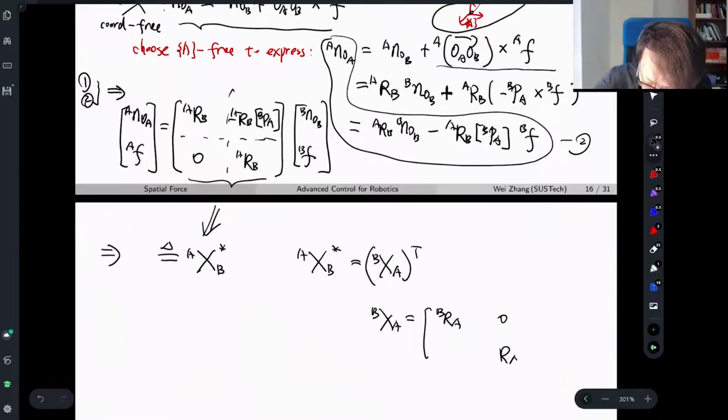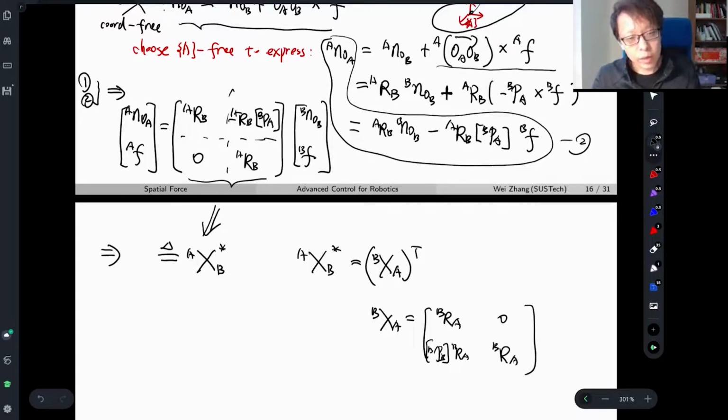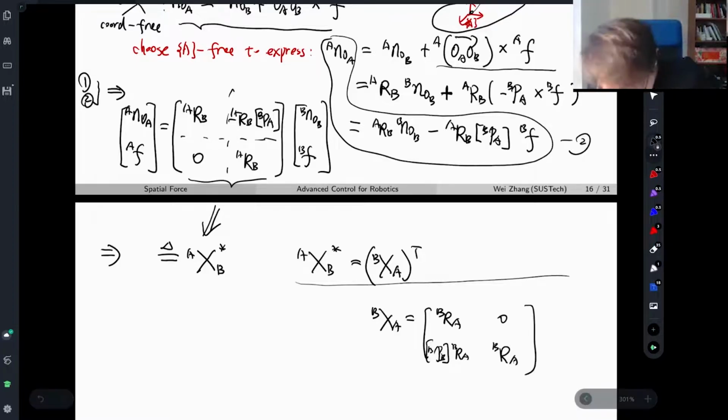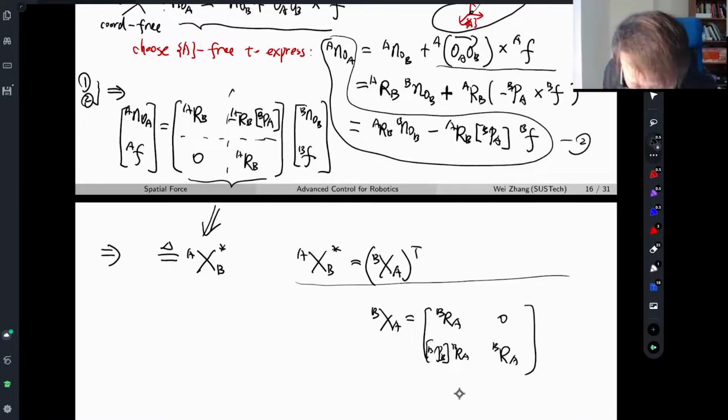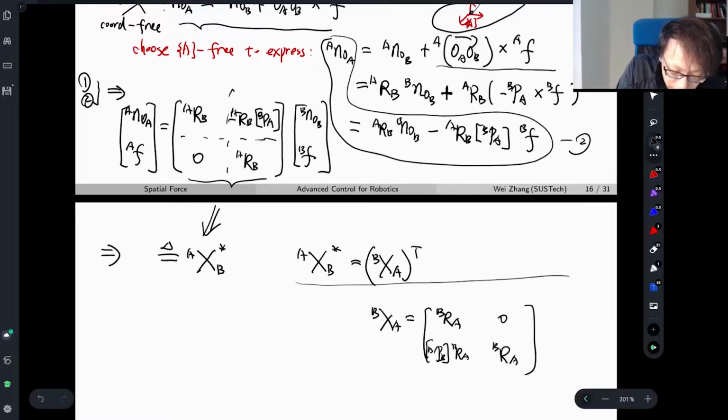You remember X_AB is R_AB, 0, P_AB skew symmetric times R_AB, right? That's the adjoint that Fusen-Wolf was very familiar with. And if you take transpose, R_AB becomes R_BA, and for the skew symmetric part, when you take transpose there's a negative sign. So that's why it equals this guy.